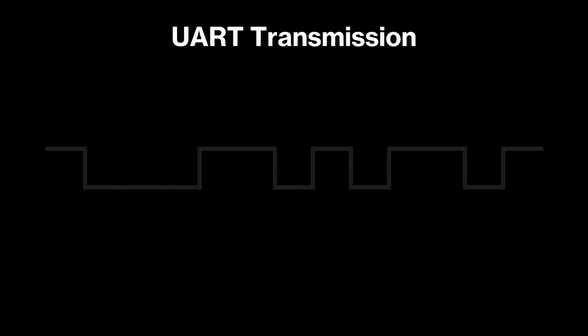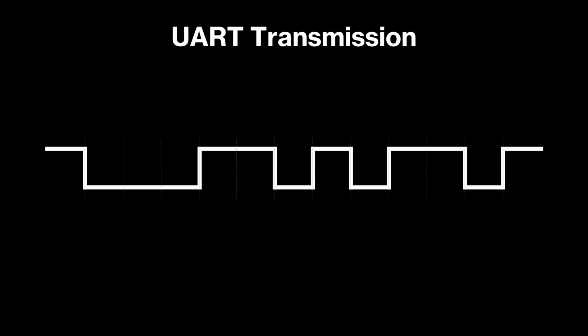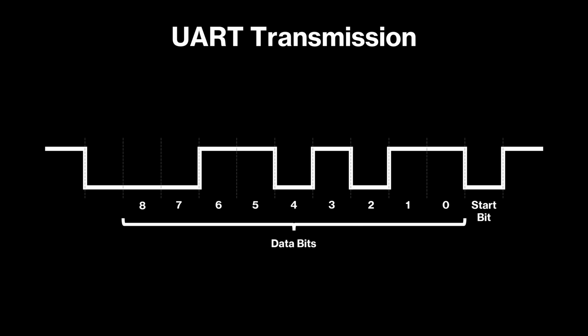Moving on to UART transmission, lines are serial, which means one bit is sent at a time. These lines are set high when not sending data. To start a transmission, we send a start bit by setting our line low. We then send our data bits from least to most significant. We can send anywhere from 5 to 9 data bits, with 8 being the most common number.